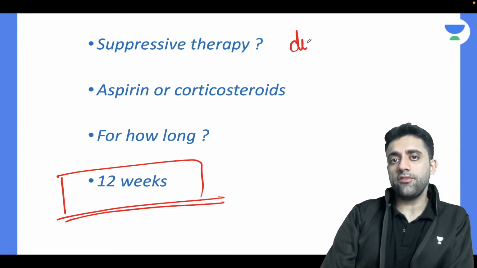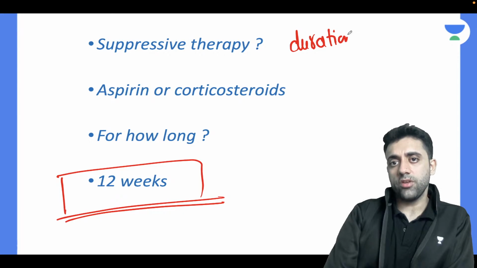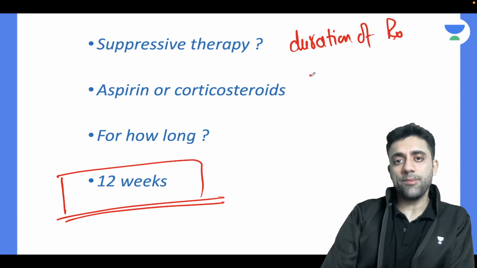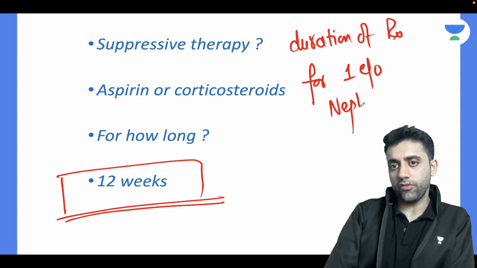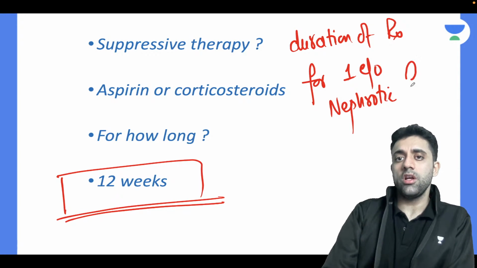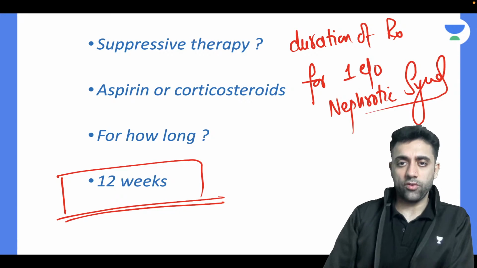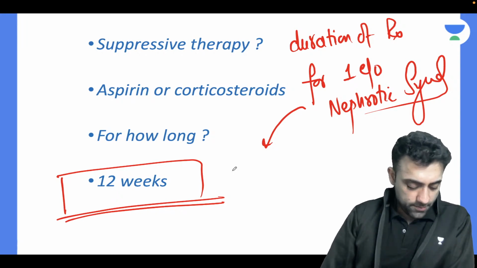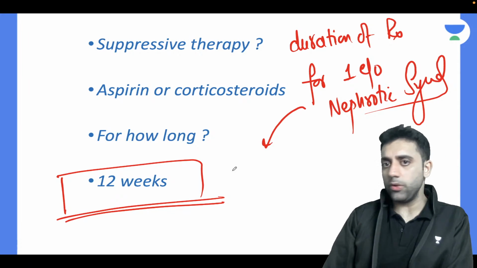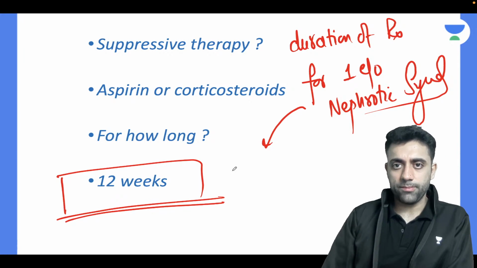What is the duration of treatment for the first episode of nephrotic syndrome? We're going to start renal also very soon. I have a first episode of nephrotic syndrome. What is the drug of choice in nephrotic syndrome? We have to understand. Someone says lifelong. No, we don't give lifelong prednisolone to the patient.